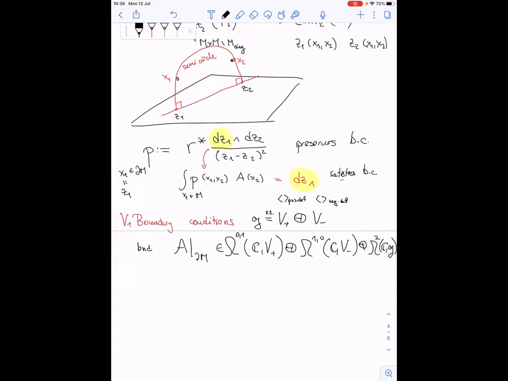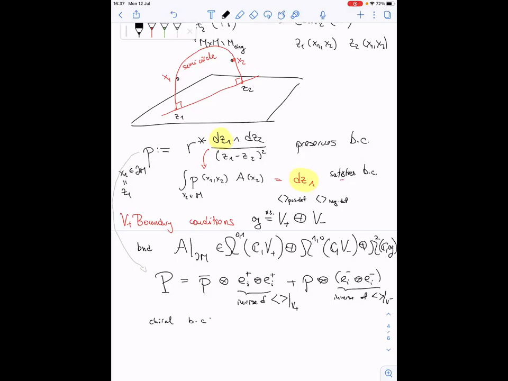But there is no need to be afraid, because such a P immediately gives you also a propagator which is compatible with this bigger boundary condition. Let's call it big P. If you just take P tensor, and here you take, let me write it like this, e_i plus tensor e_i plus. So this is the inverse of this pairing restricted to V plus. And this is the inverse of the pairing restricted to V minus. The chiral boundary condition is just taking V minus equal to G, V plus equal to zero.